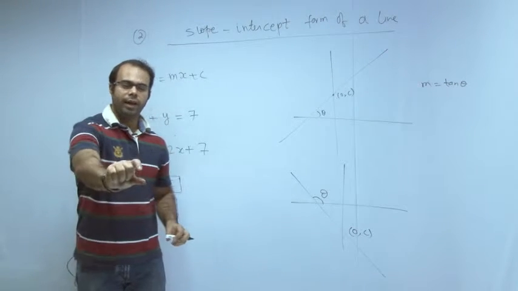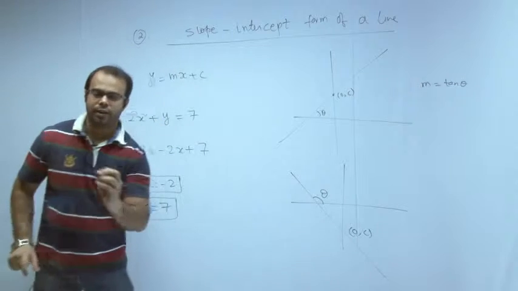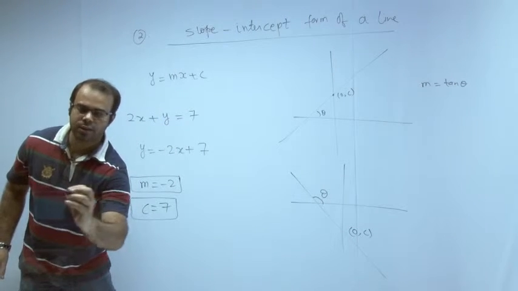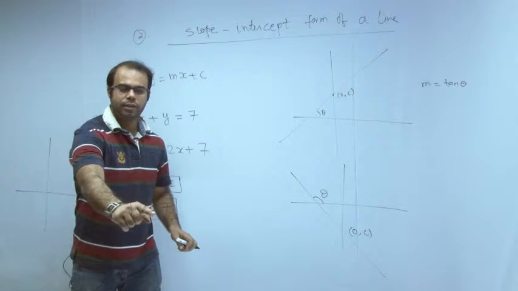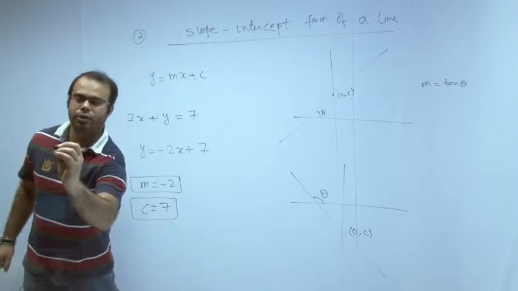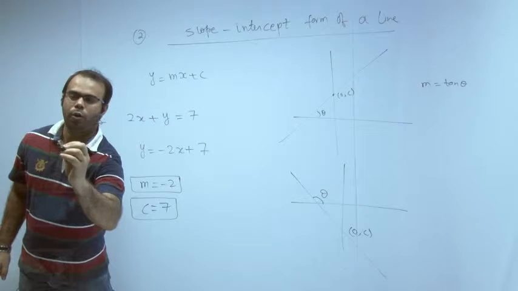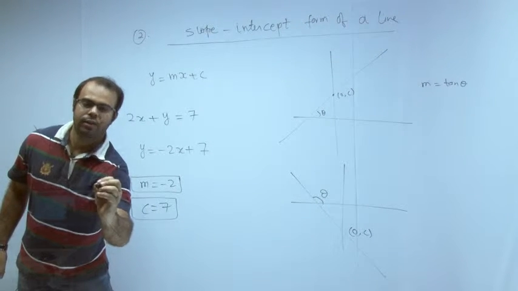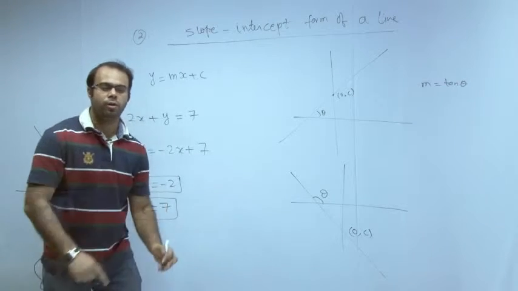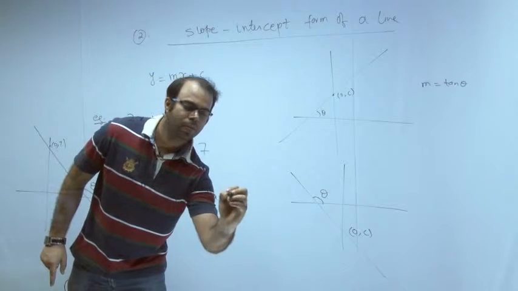This means we can easily suggest that the line is something like this, which is making an obtuse angle with the x axis, and its intercept is on the positive y axis, that is 0, 7. And obtuse angle definitely means the line is going like this. This is the angle theta, that is giving you tan theta is equal to minus 2.